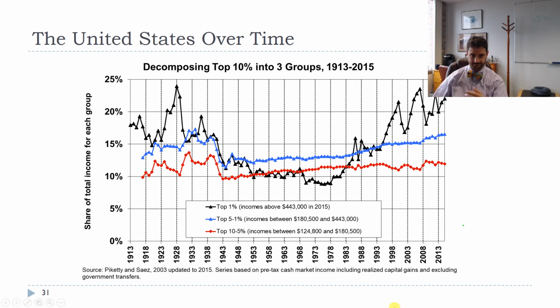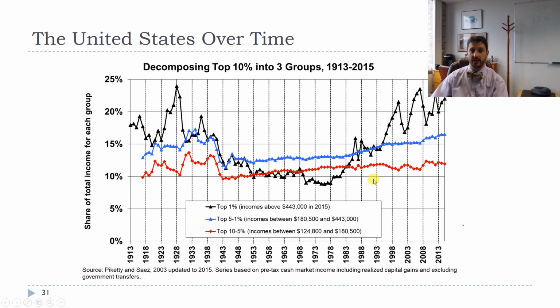And you can see the top 1% was incomes above $443,000. The top 5 to 1% was between $180,000 and $443,000, and then the top 5 to 10% was $125,000 to $180,000. And you can see that the blue line and the red line have been slowly increasing since the end of the Great Depression. The blue line's gone from about 12% to about 17%. The red line's gone from about 10% to about 12%.